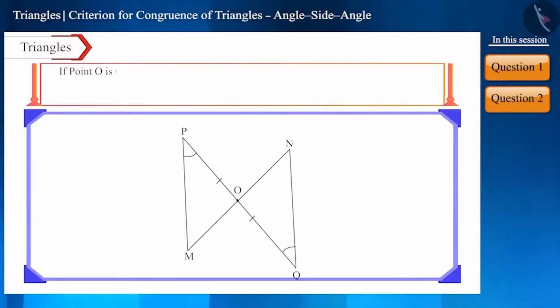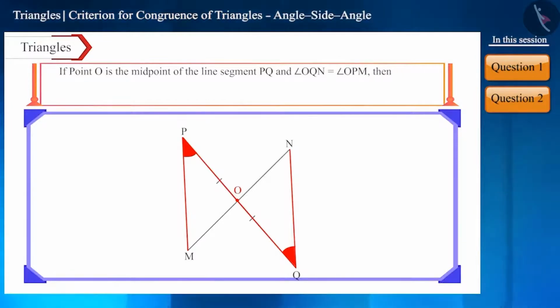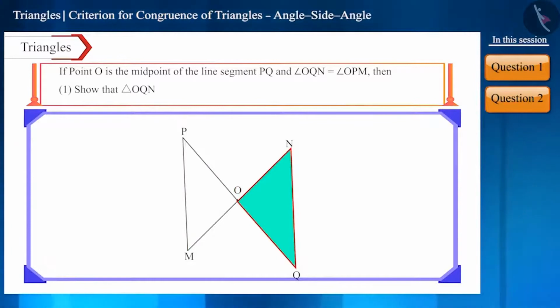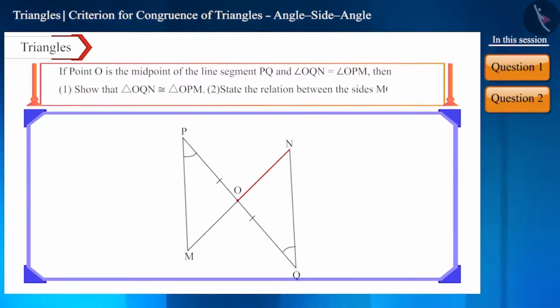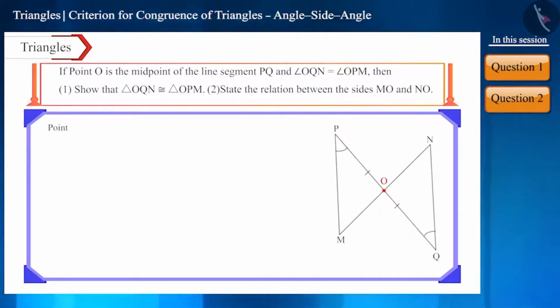In the figure, if point O is the midpoint of the line segment PQ and angle OQN is equal to angle OPM, then show that triangle OQN is congruent to triangle OPM and tell the relationship between sides MO and NO. Here we are given that point O is the midpoint of line PQ. Therefore, QO will be equal to PO.